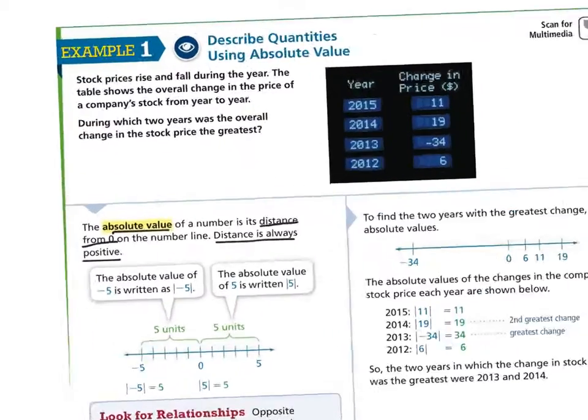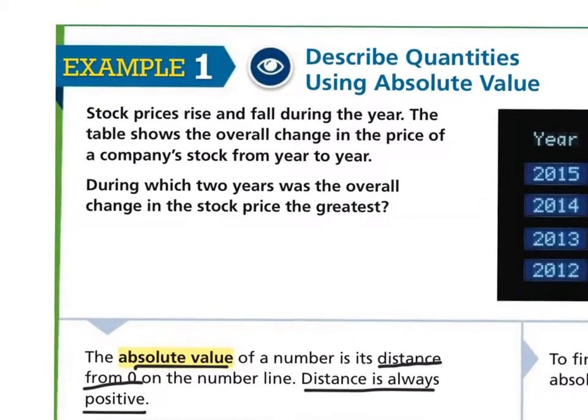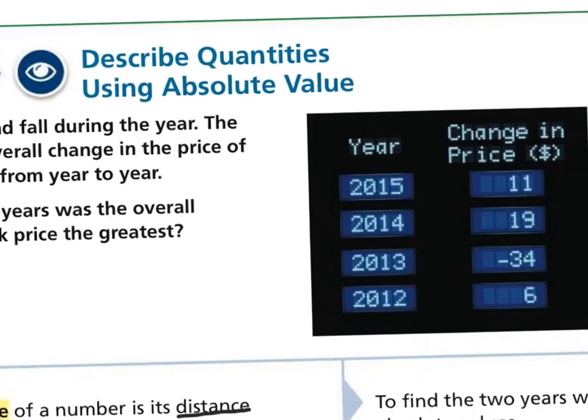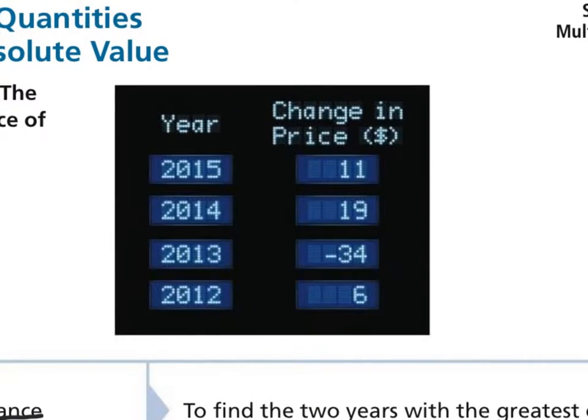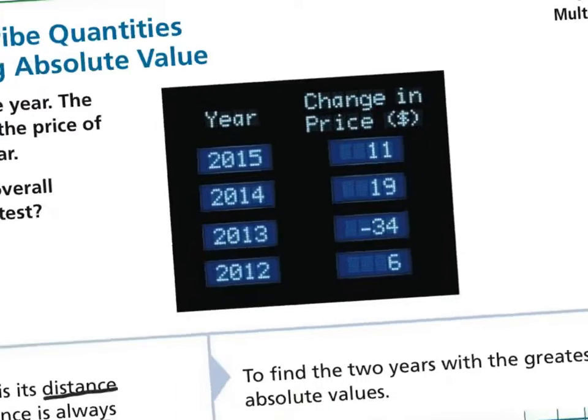So example 1, stock prices rise and fall during the year. The table shows the overall change in the price of the company's stock from year to year. During which 2 years was the overall change in the stock price the greatest? So just looking at the numbers here, you might have an idea in your mind about which ones had the biggest change. And a biggest change could mean increasing or decreasing. It could be either way when it just says what's the biggest change.